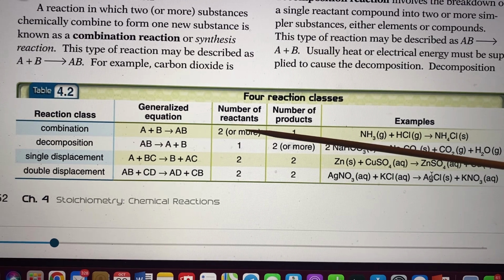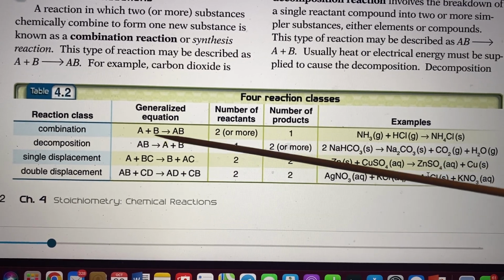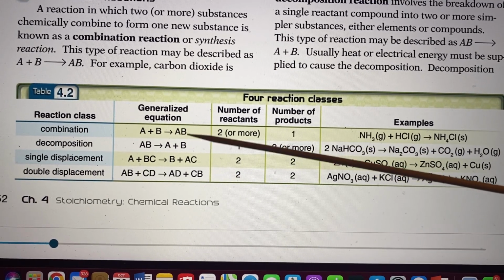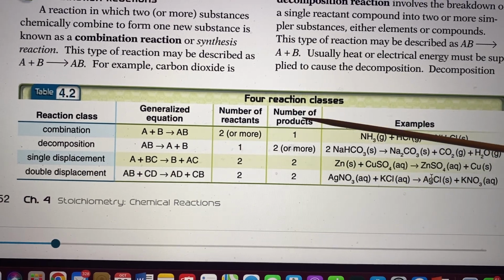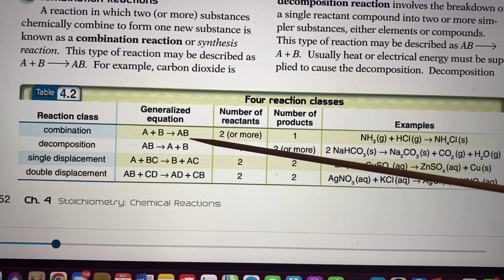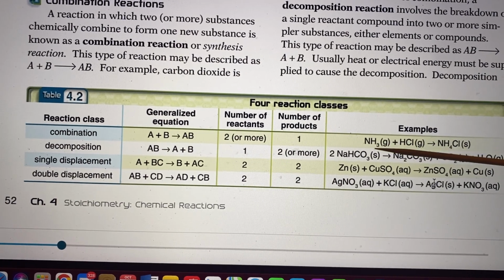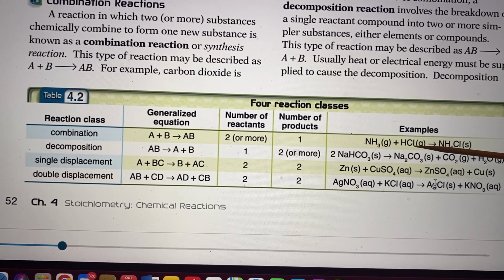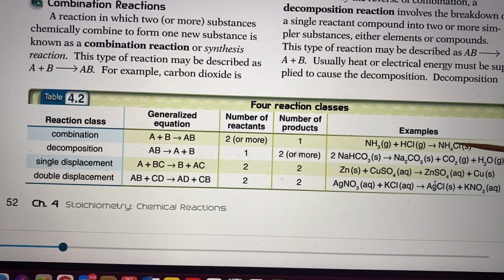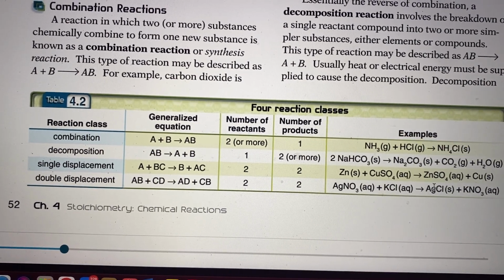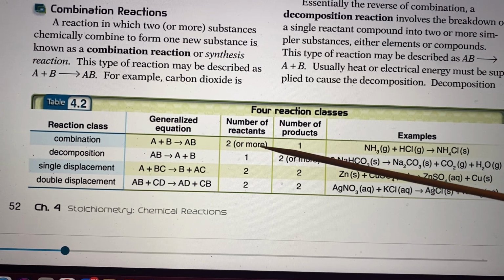And for the number of reactants, you have 2 or more reactants that are reacting and coming together to form 1. The number of products is going to be 1 product from these reactants. And that's called a combination. Basically, you're combining 2 different reactants into 1. So that's the first type. That's probably one of the most common types.